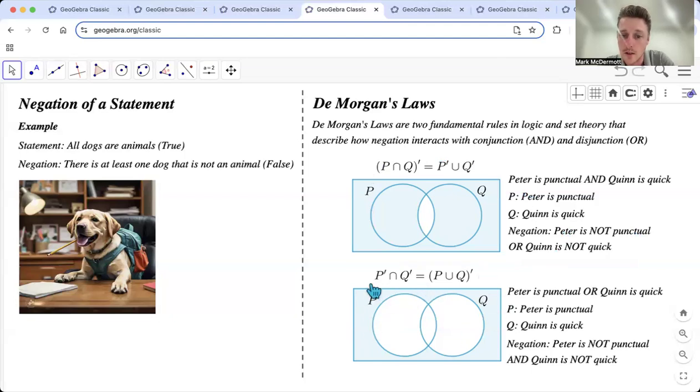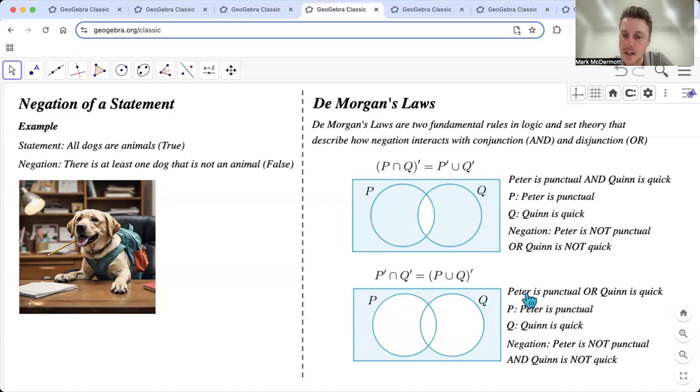Let's have a look at De Morgan's second law, which says not (P or Q) is equal to not P and not Q. Again, this is how we would show that shaded in. Not P and not Q is everything on the outside, so that's shaded in. But I think you would agree, P or Q is everything on the inside of the circles, and its complement is just the outside. So you can see why these are true.